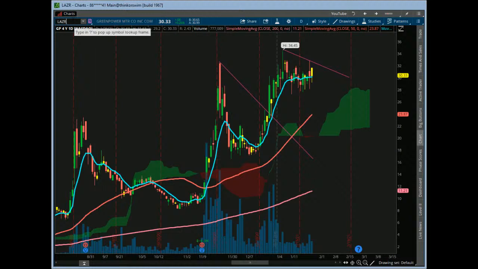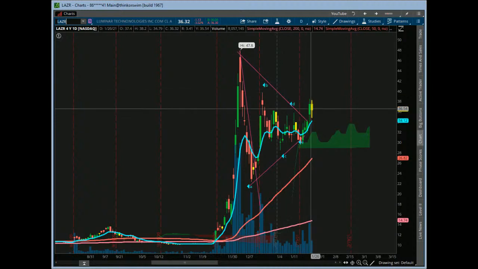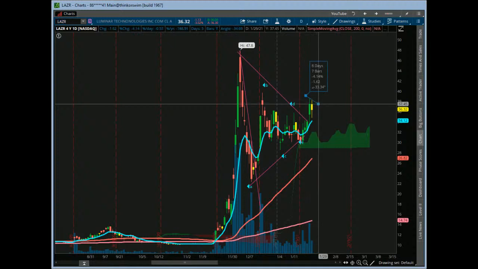And Laser! How's Laser doing right here? It's good, right? So it started off with that triangle breakout with a nice push, and then gave us an inside day today. So let's definitely keep Laser on the radar and see if it's ready to break out of that inside day range. So good stuff there.